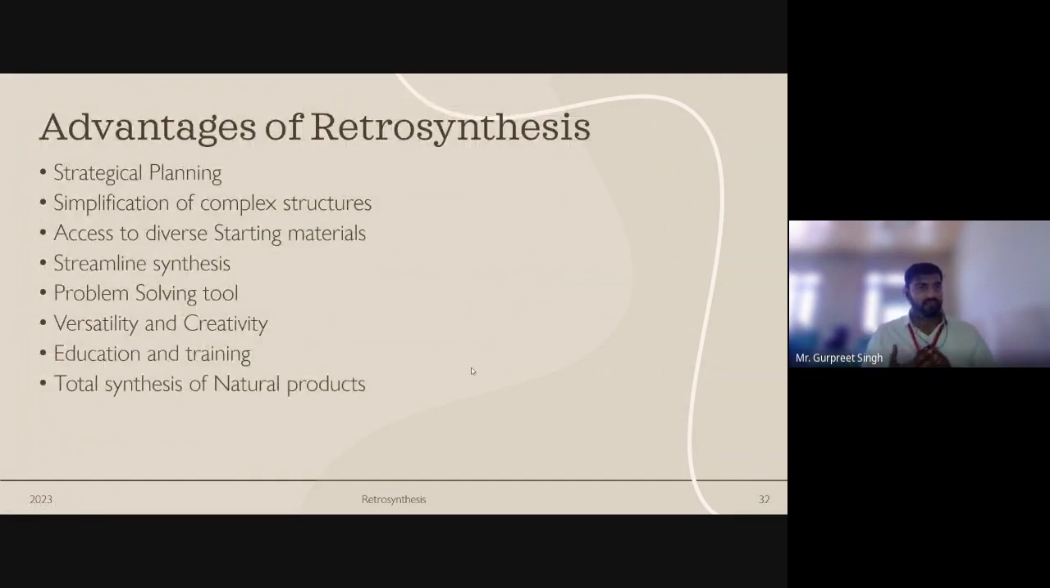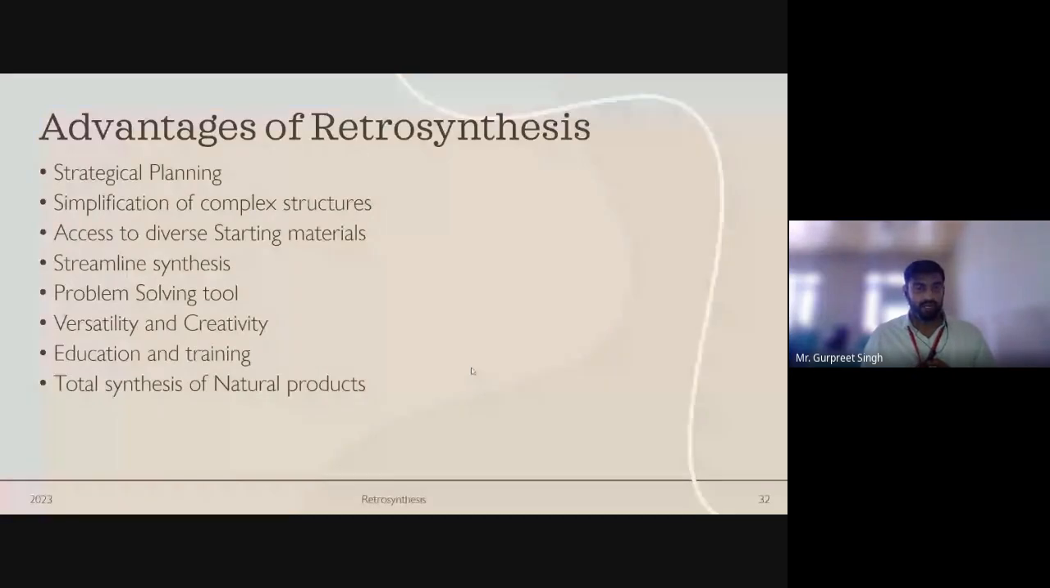First, it will help you to plan your synthesis in a systematic manner. So you know what kind of reagents and what kind of conditions you are going to use. So it will reduce the extra burden of chemicals as well as time. Then it will simplify complex structures. Like we have very complex structures of natural molecules. It will help you to reduce them into simpler molecules.